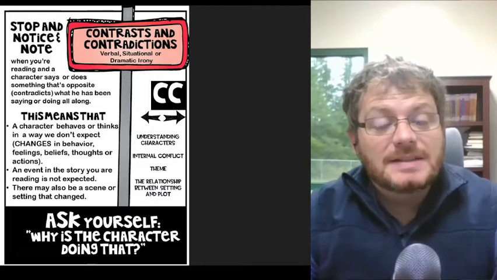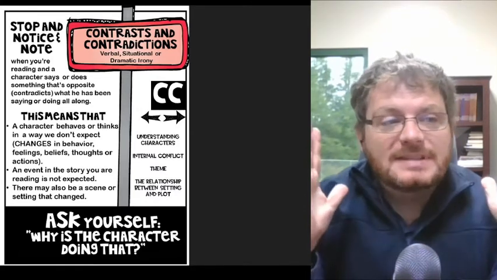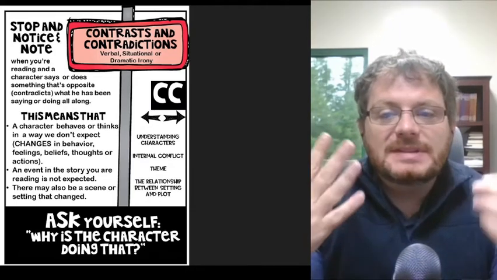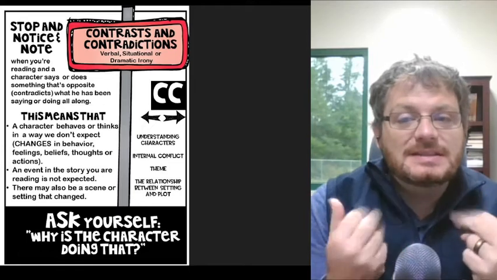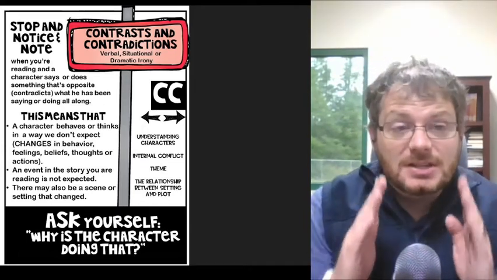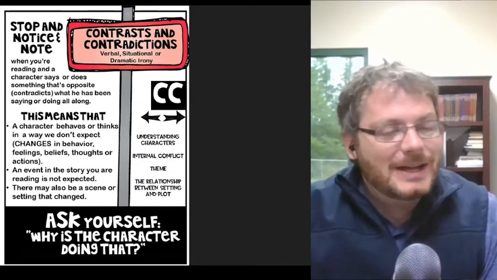On Monday, we talked about signposts, this notice and note unit we're doing, and we said we stop and we notice and we note things when we see seven signposts, and we walk through each of those signposts. Today, we're going to zoom in on just one, the very first one, and this is a really fun one. It's called Contrasts and Contradictions.